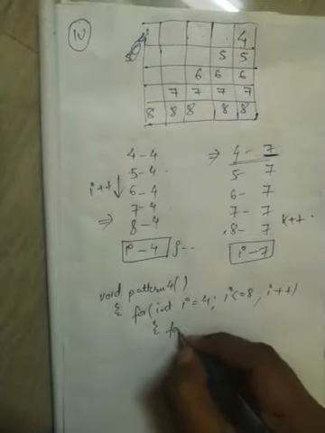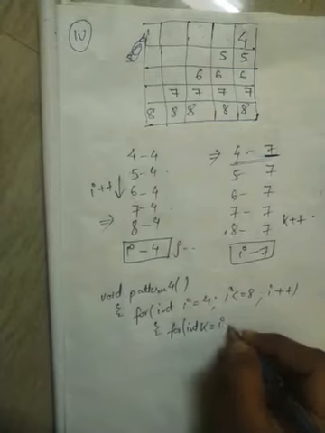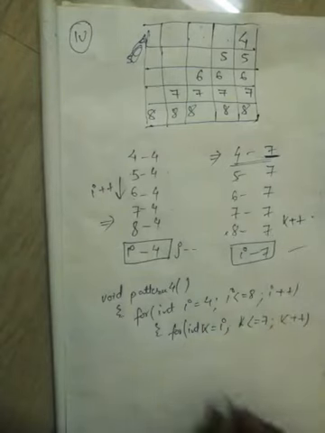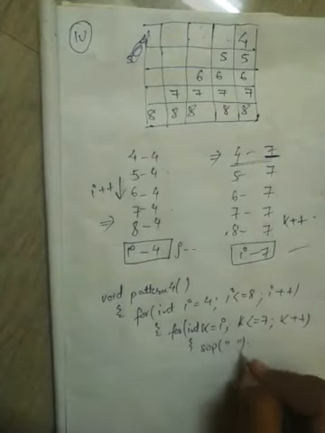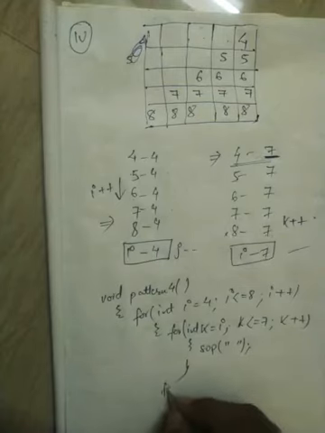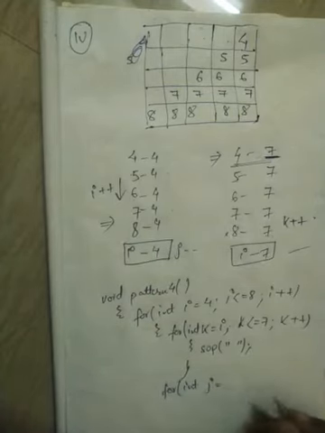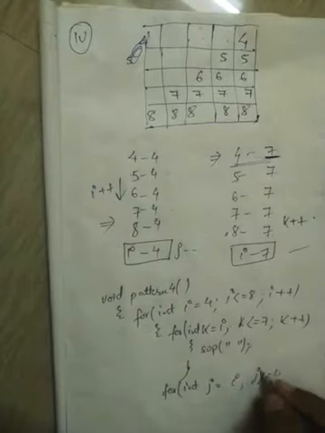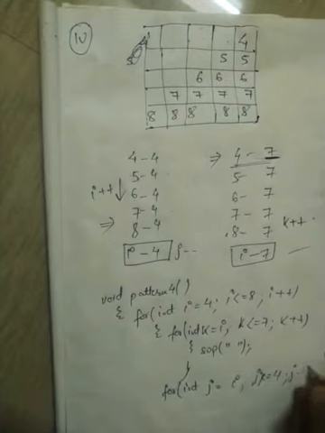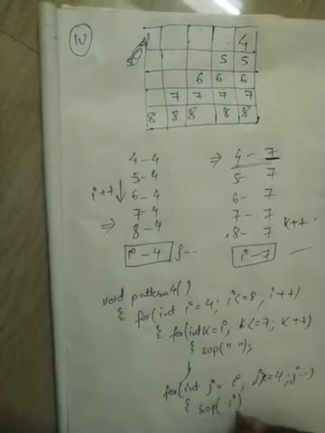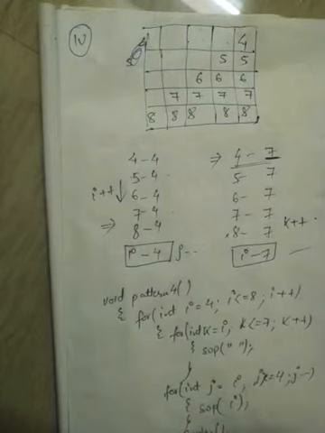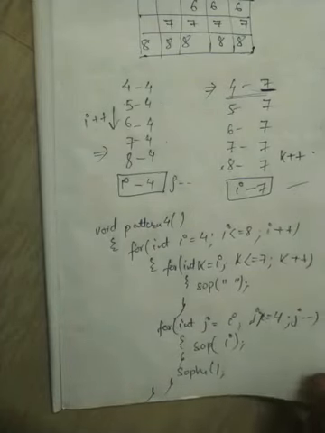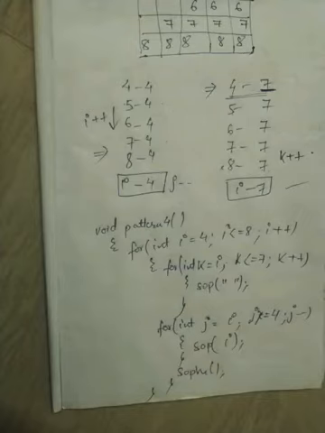K loop: for int K equals I, K less than or equal to 7, K plus plus. Seeing this one, here write SOP space. Then for integer J equals I, J greater than or equal to 4, J minus minus, and here you'll write SOP I, and then SOP ln. Then close the for loop, close the method. Okay, this is how you'll print void pattern 4.